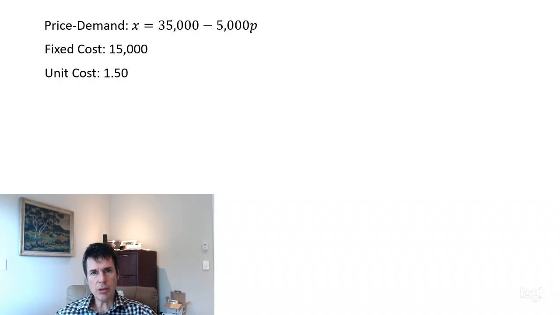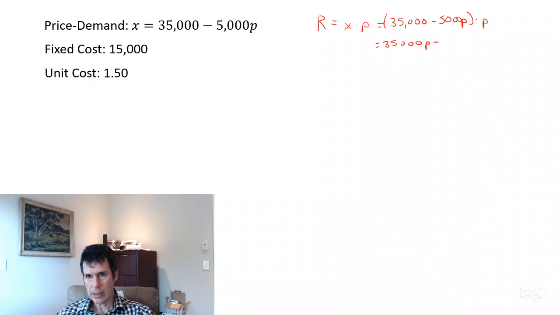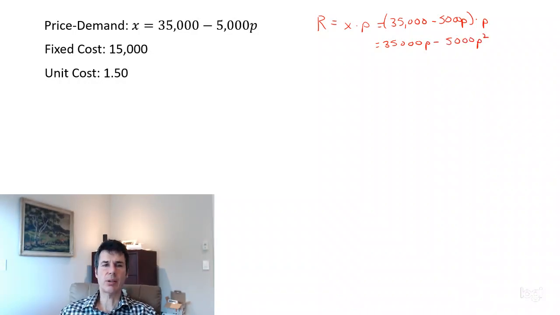And the way we do that is we say to ourselves, okay, revenue is equal to quantity times price. We can get rid of quantity here by substituting this equation in, and we get 35,000 minus 5,000 P times P, which is 35,000 P minus 5,000 P squared. So that's our revenue equation.